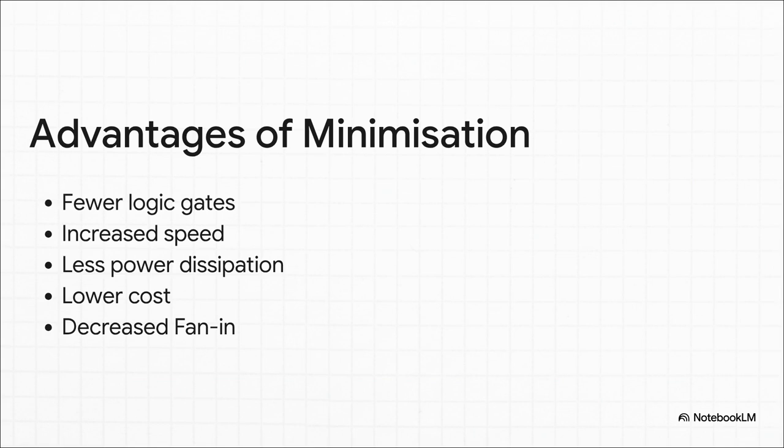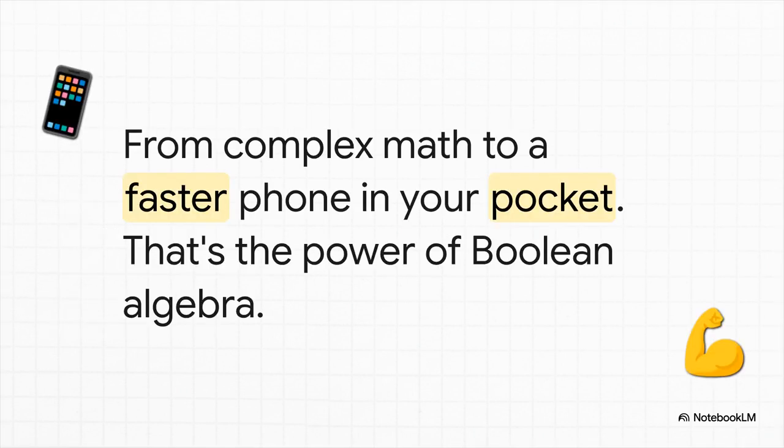Here's the payoff. It's huge. A simpler expression means you need fewer physical logic gates on a microchip. That directly means the chip runs faster, it uses way less power, and it costs a lot less to manufacture. It even reduces something called fan-in, which just means the whole system becomes more efficient and reliable. And that's what this all comes down to. You go from abstract math on a page to a very real, tangible result that you can feel every day. It's a faster, cheaper, more powerful phone in your pocket. That's the real-world impact of Boolean algebra.